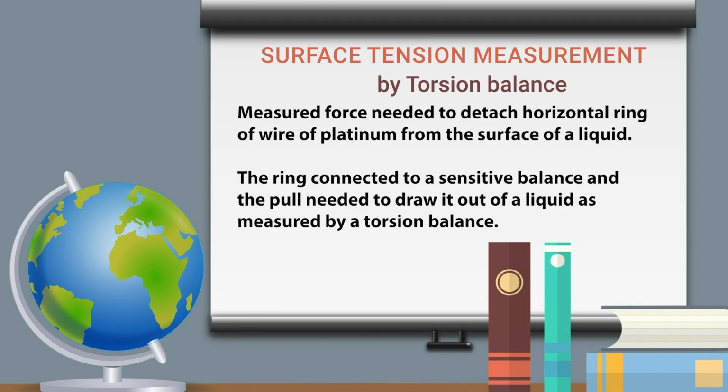What you do basically is you put a horizontal ring on the surface, and you attach it to the platinum wire, and you pull the wire up. The amount of force it requires will be the tension. All the surface tensiometers are based on this principle.